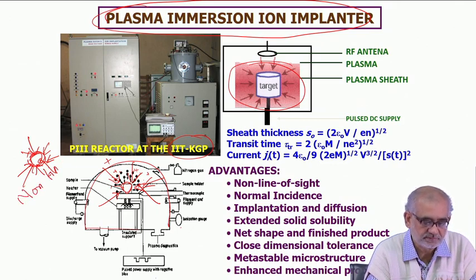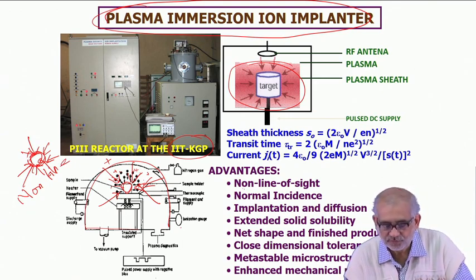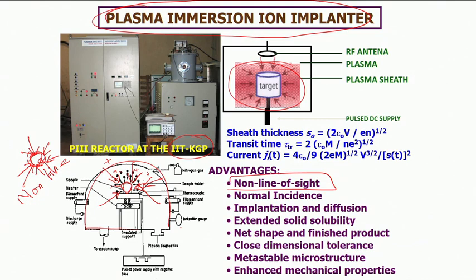non-line of sight process. I think I'd better write it here. Oh, it's written here. It's a non-line of sight process, which means in normal beamline implantation, if this is the beam, then you implant only here, not on the other side. But since you are implanting from all sides in PI cube, you can brand it as a non-line of sight process. So with all the normal incidence, you have both the effect of implantation and diffusion.